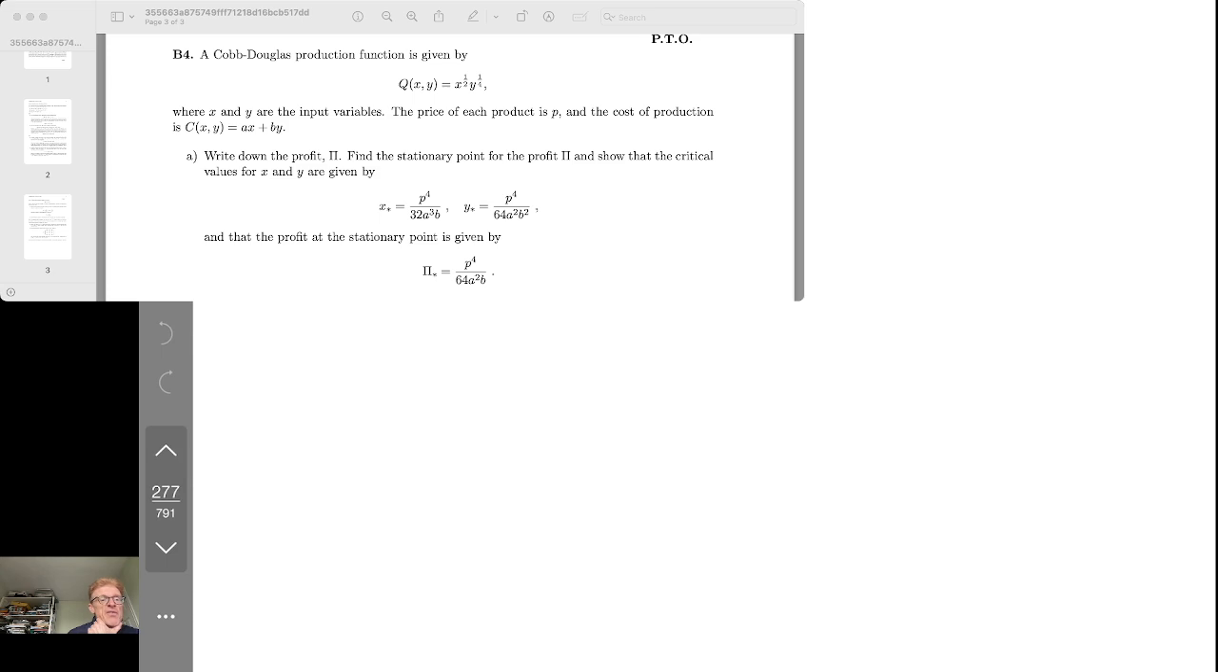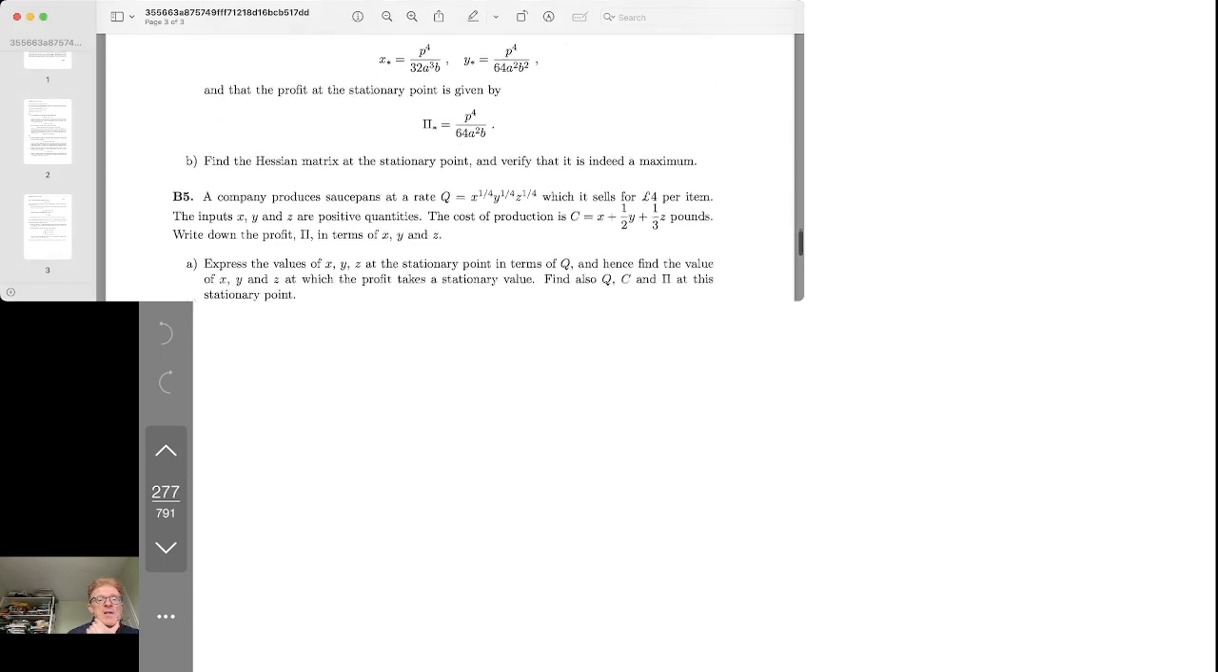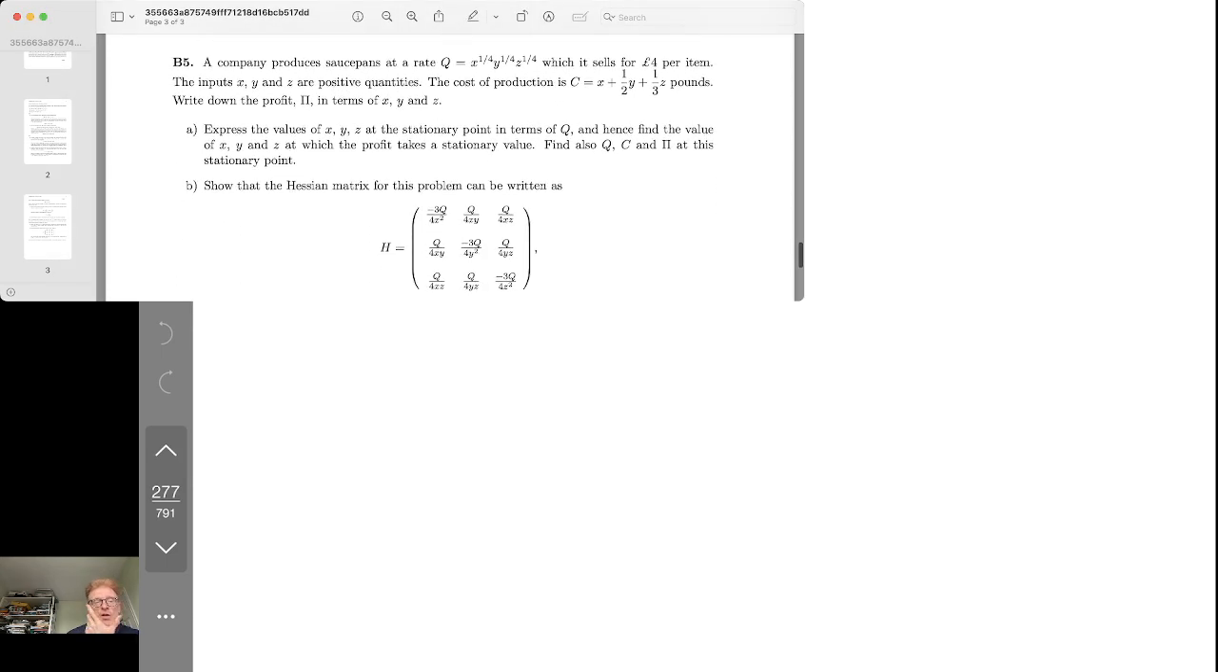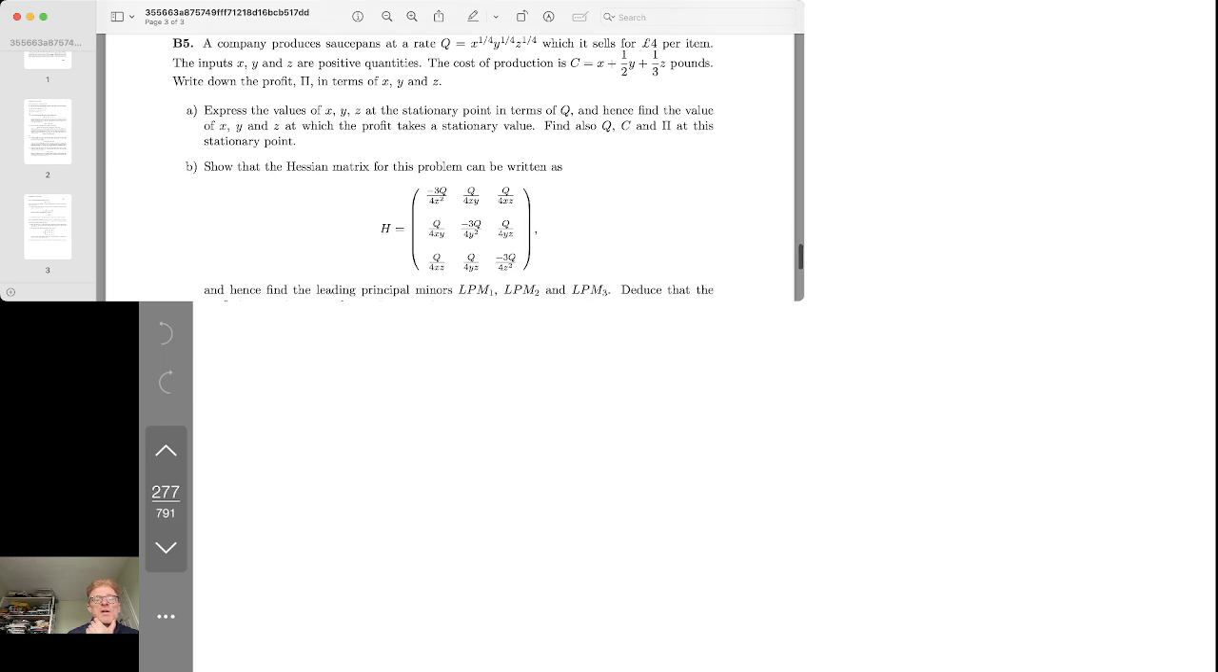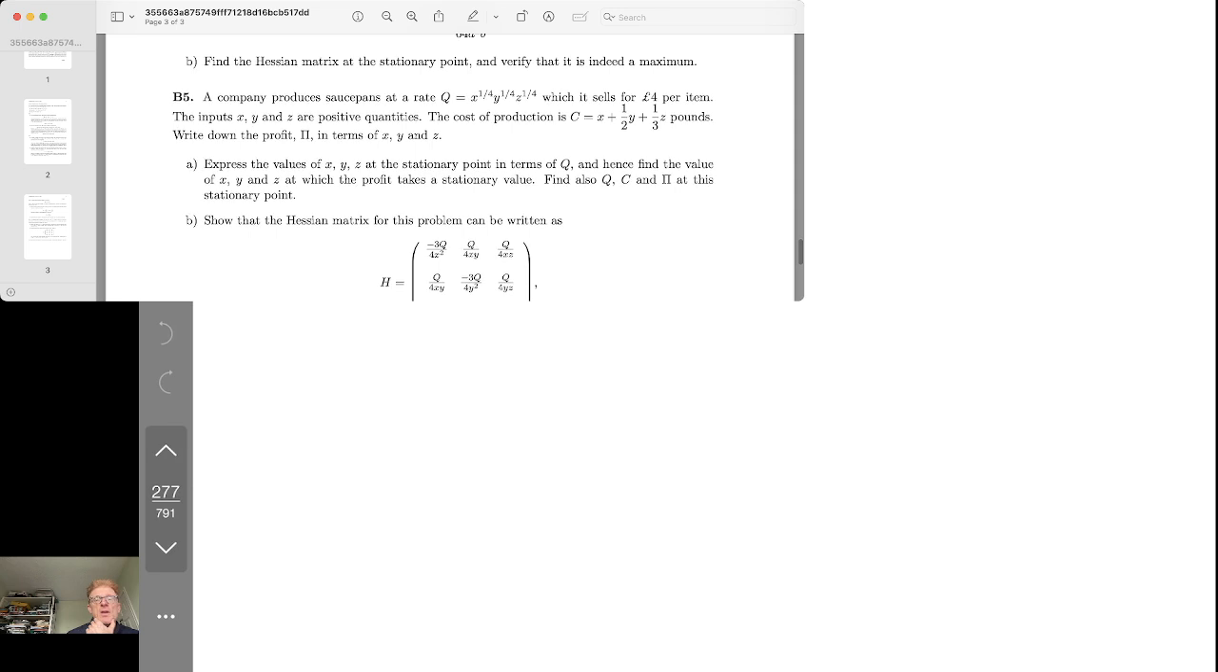Okay, B5 is similar. And then you have to conclude that it's a maximum using the principal minor theorem. You only need LPM1 and LPM2.